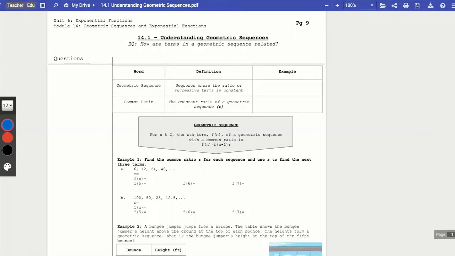Okay, so today we're going to be learning about geometric sequences. And so we've looked at sequences before. Geometric sequences are a little bit different. So hopefully this isn't too terribly mind-blowing for you. So again, understanding geometric sequences. And our essential question is, how are terms in a geometric sequence related?